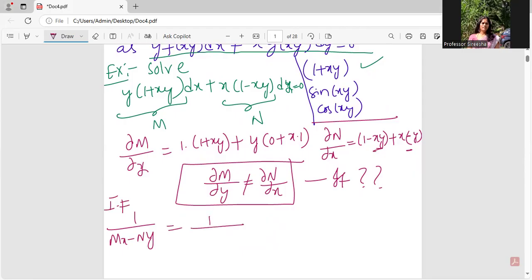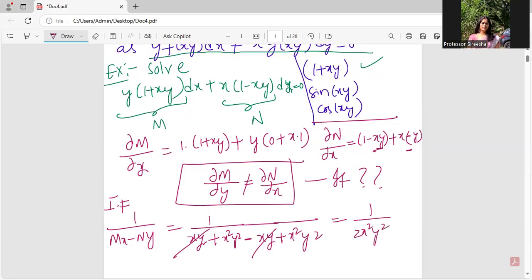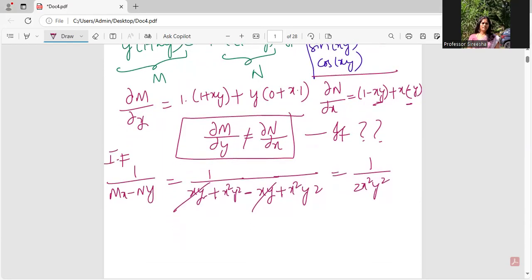1 by, this is M into x. So xy, first term is xy, plus the second term would be x square y square. Minus N into y is what? First term is xy, minus of minus would be plus x square y square. So plus xy and minus xy goes off. I'll be left with 1 by 2x square y square. Let us multiply the equation with it and see what happens.